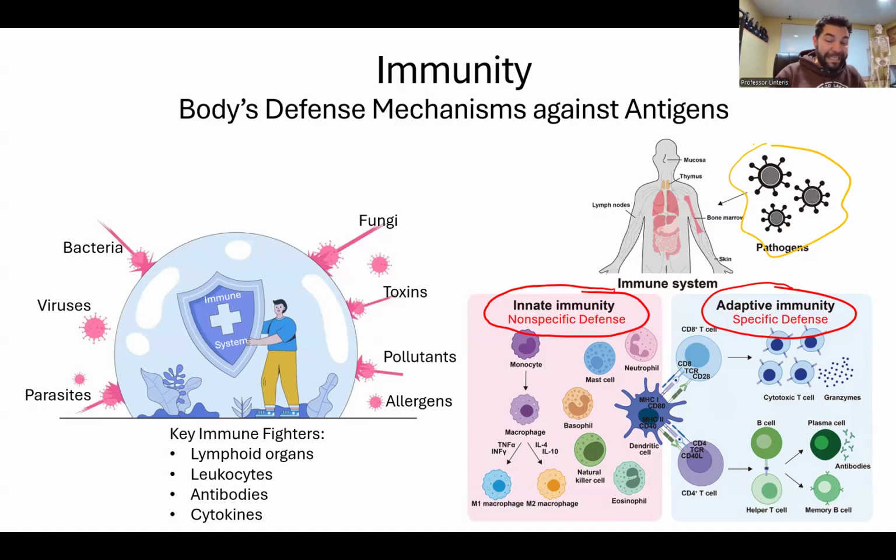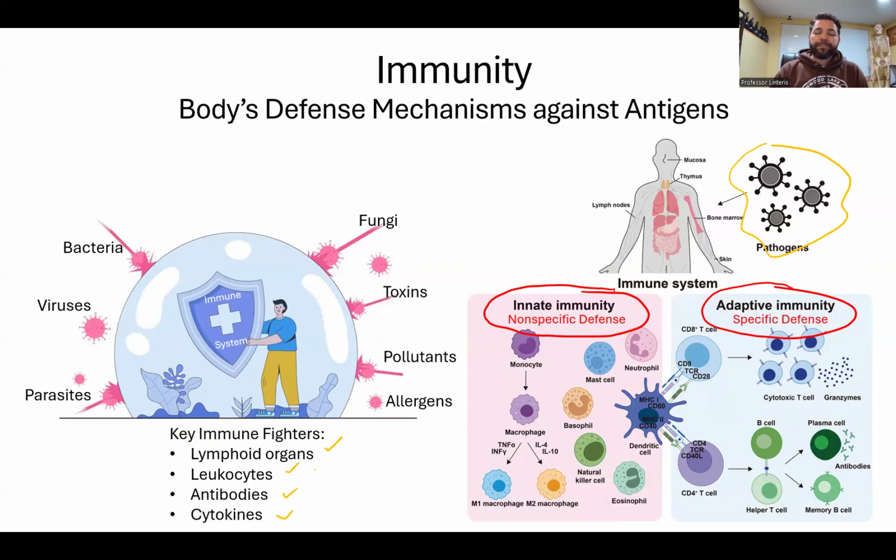So we have some key things, right? Look at this, this is what I'm talking about. All types of things trying to destroy you at all times. The immune system's keeping you good. So we have lymphoid organs, which we'll talk about. We have leukocytes, antibodies, and cytokines.